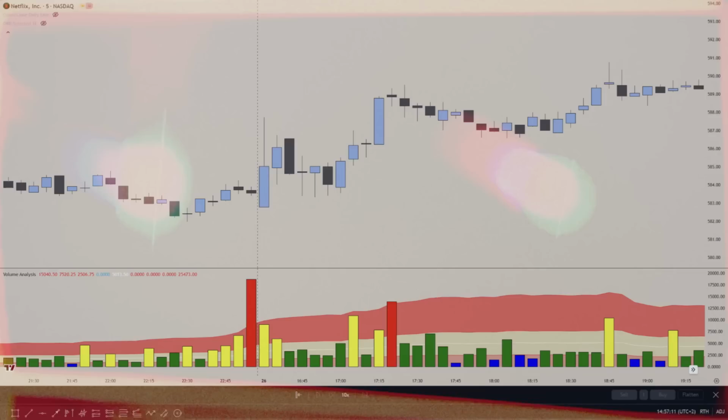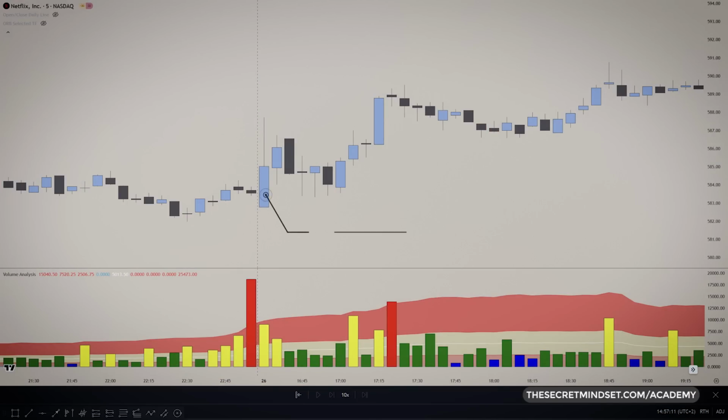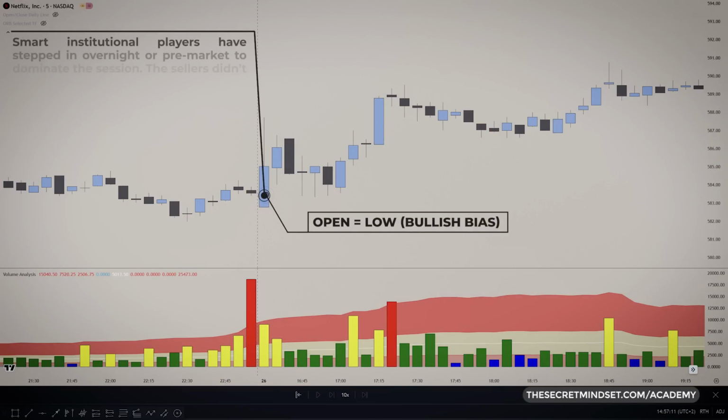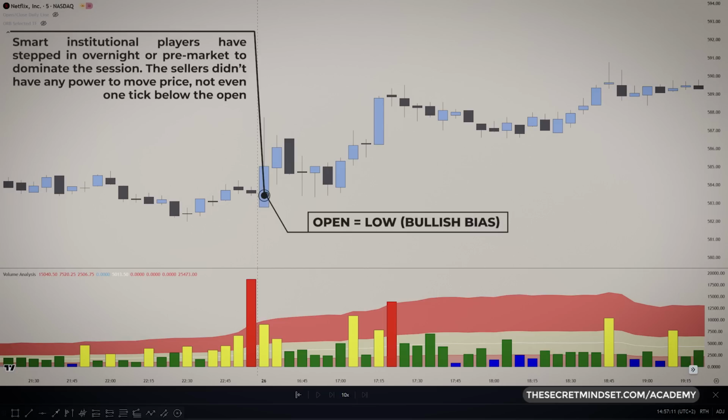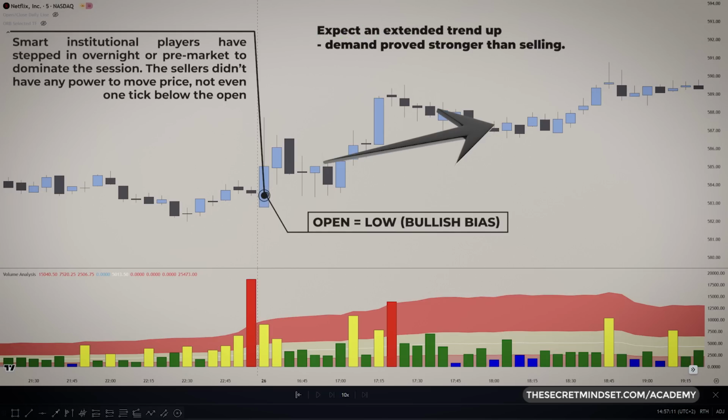strategic plays. In this chart, the open price is matching the day's low, and this reveals that smart institutional players have stepped in overnight or pre-market to dominate the session. The sellers didn't have any power to move price, not even one tick below the open. This is very bullish in my opinion. When the open builds on this support, slowly but steadily through buying pressure, it frequently initiates an extended trend up as demand proves stronger than selling.